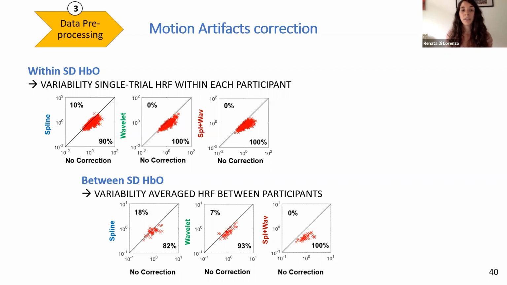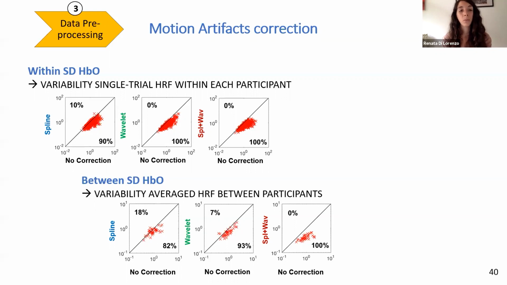The assumption here is that the lower the standard deviation, the better the correction method, because most of the variability within a participant will be due to motion artifacts. So what we see here is that spline does not work well, while the combination of the 2 and wavelet seem to do the best job here. And no correction, I should mention, is when you do not correct for artifacts and you have all the noise in.